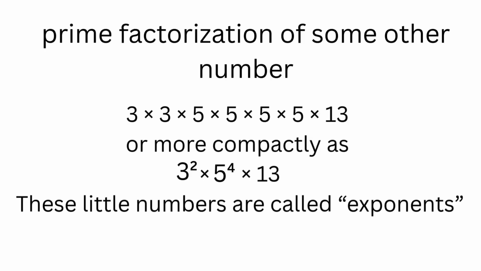Let's take another example. If a number has the factor 3 2 times, the factor 5 4 times, and the factor 13 1 time, we can write it as 3 times 3 times 5 times 5 times 5 times 5 times 13, or more simply as 3 to the power of 2 times 5 to the power of 4 times 13. These exponents help us write long factorizations in a neat and compact way.